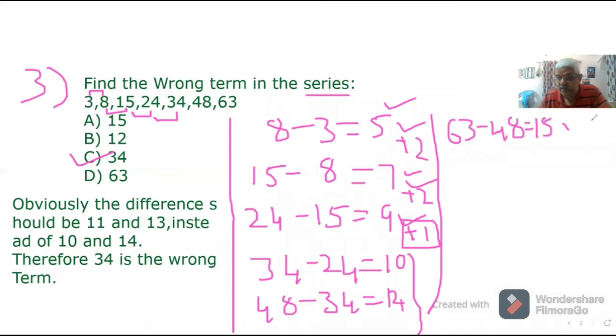And the next one is 15. So this 34 is considered as not belonging to this series according to our consideration. So the rule we followed here is that the difference should be 11 and 13 instead of 10 and 14. Therefore, option C is the wrong option in this problem.